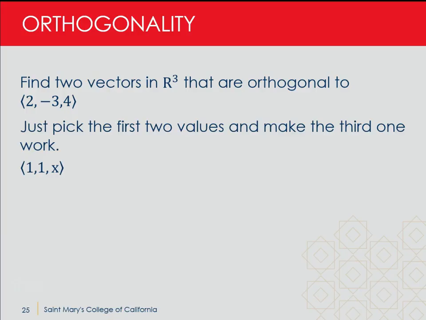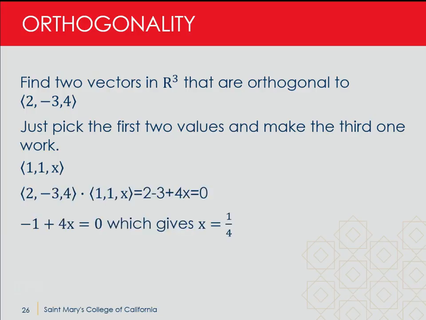Well, there's a couple of approaches to this. One is, well, let's just pick the first two values to be whatever you want. Okay, so pick the first values to be 1 and 1, because that's nice and simple. And then we're just going to pick the third one to be x and make that x work, right? Let's pick that x or calculate that x to be the thing that makes the dot product 0. So we take the dot product of the 2, negative 3, 4, and the 1, 1, x.